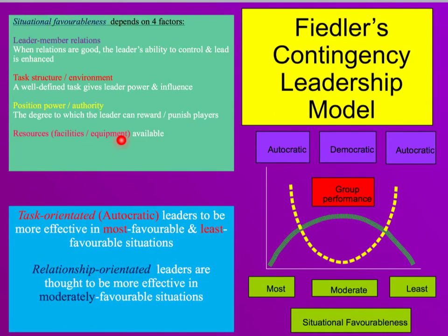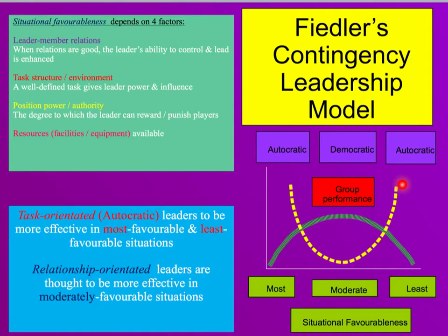The next bit that you need to do is be able to relate that to the 2 leadership styles, because Fiedler suggests that different leadership styles are more appropriate in different levels of favourableness. This is shown over here on the graph, where you can see that basically we're saying that autocratic style, which is the yellow, is more favourable in most and least favourable situations.